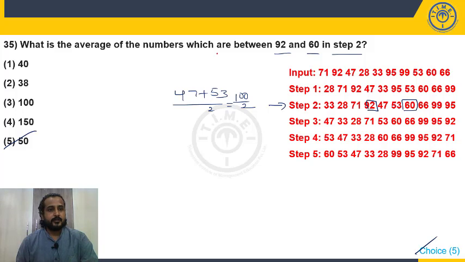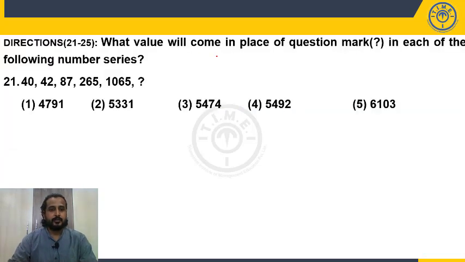So with this we are done with the reasoning part. Now we'll discuss number series questions which are given in the quant section. Question numbers 21 to 25. These questions you will find in the quantitative aptitude section. So those 5 questions we'll also discuss here. What is given here?